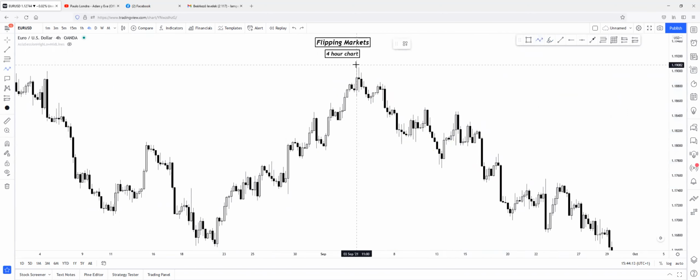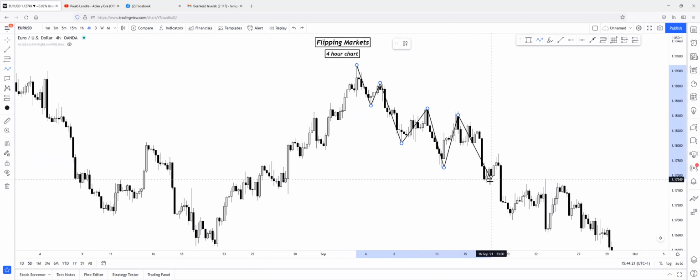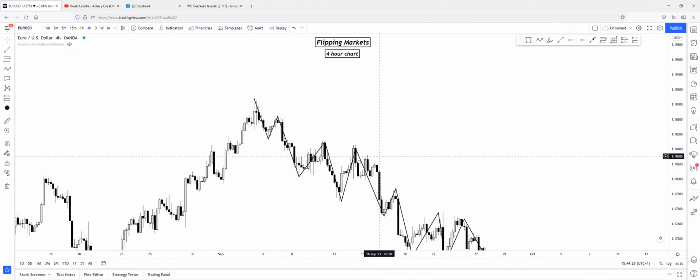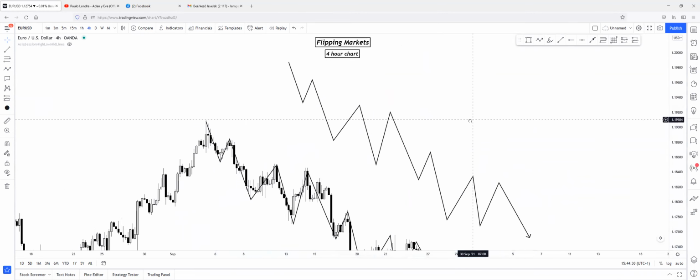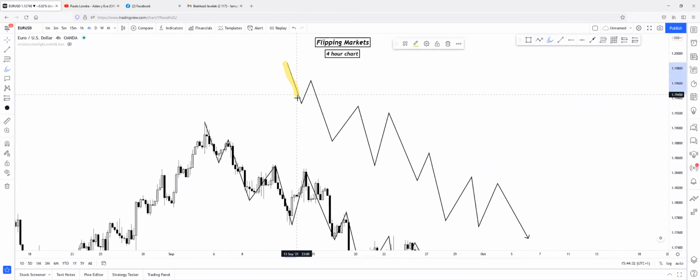I will just map out the structure again. We have this high point here, a low point, lower high, lower low, lower high, lower low, lower high, lower low, and this goes on and on. I will just duplicate this again, and as you can see, price is moving in a really clear downtrend, so bearish trend. If this low is broken, price will create a break of structure to the downside with this movement.